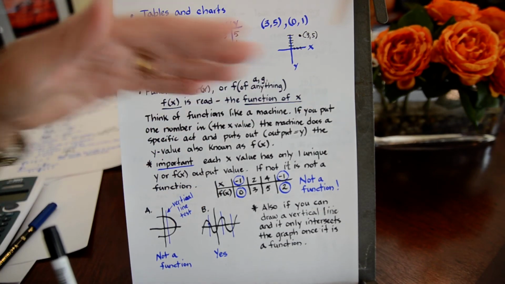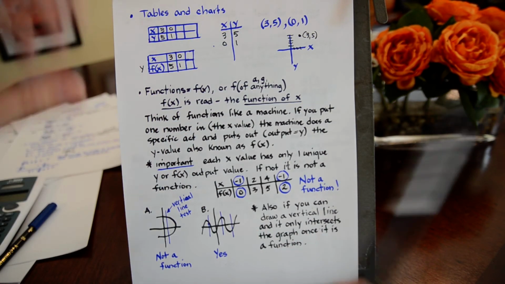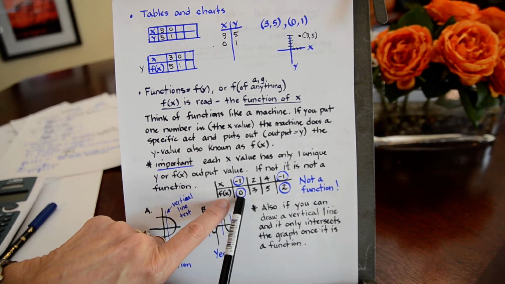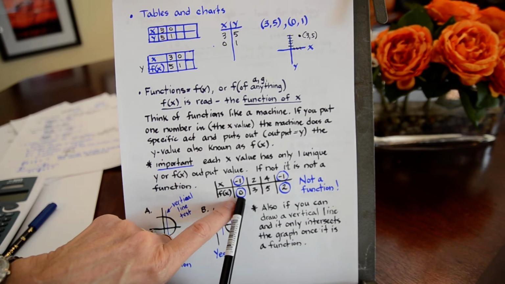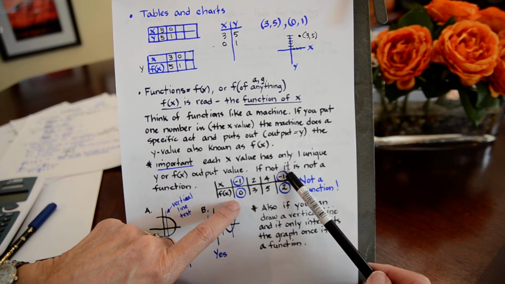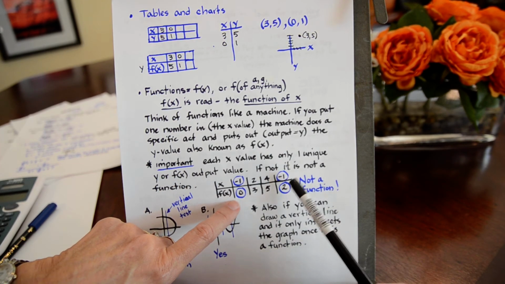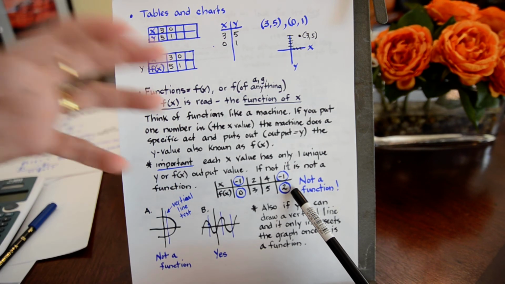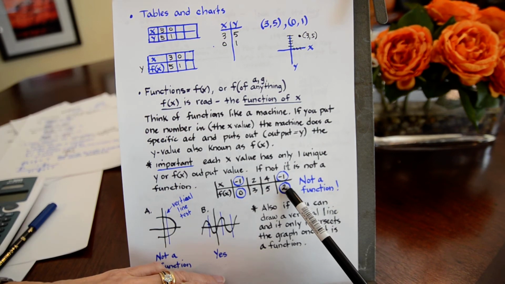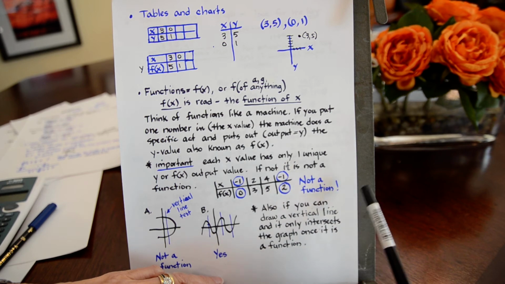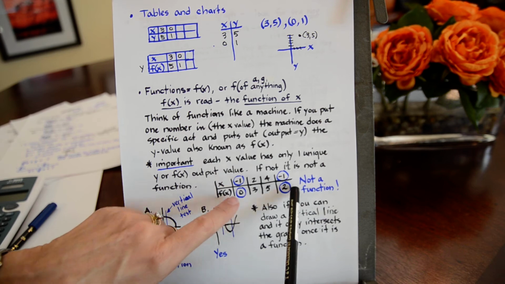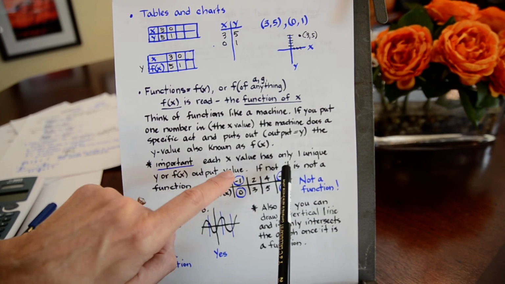That's like putting it into the machine. The machine does what it's going to do, and it spits out a 0 for the y coordinate, or the f of x. Well, then a little while later, I put another -1 in. I should get exactly the same coordinate if it's a function, if the machine is working properly. But it's not. It spit out a different number. So this is not a function because I got two completely different answers for the same x.